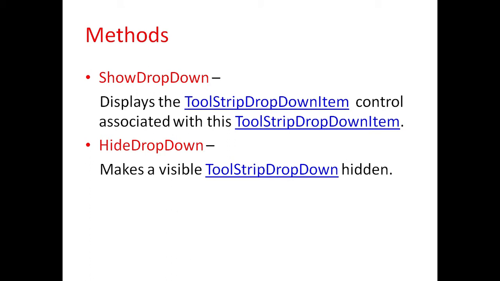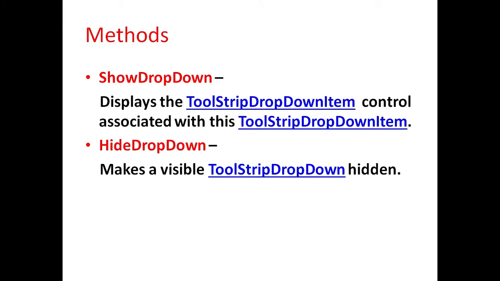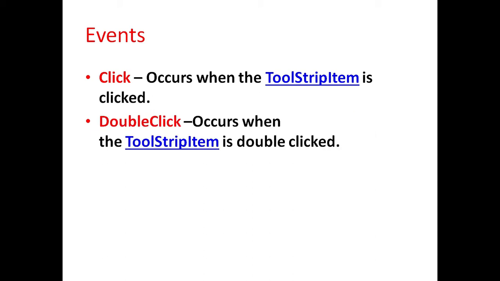Methods for menu controls are: first is show drop down. Show drop down method is used to display the tool strip drop down item controls associated with the tool strip. Hide drop down method is used to make a visible tool strip drop down hidden. Events for menu strips are click, which occurs when the tool strip item is clicked, and double click, which occurs when the tool strip item is double clicked.